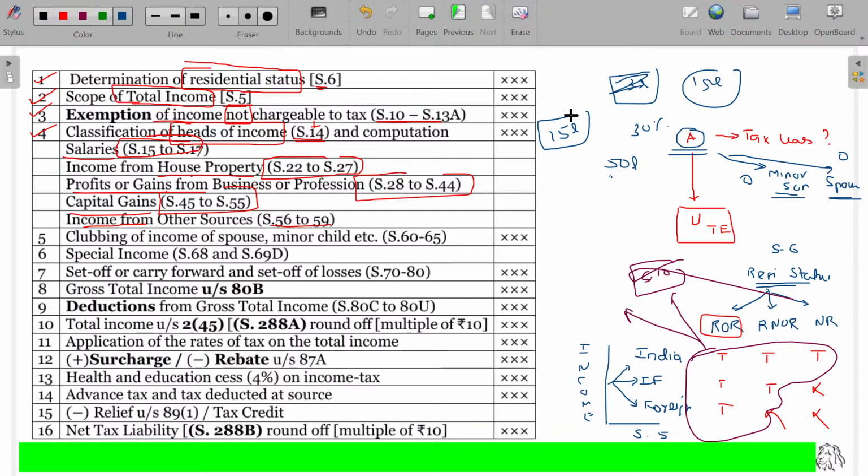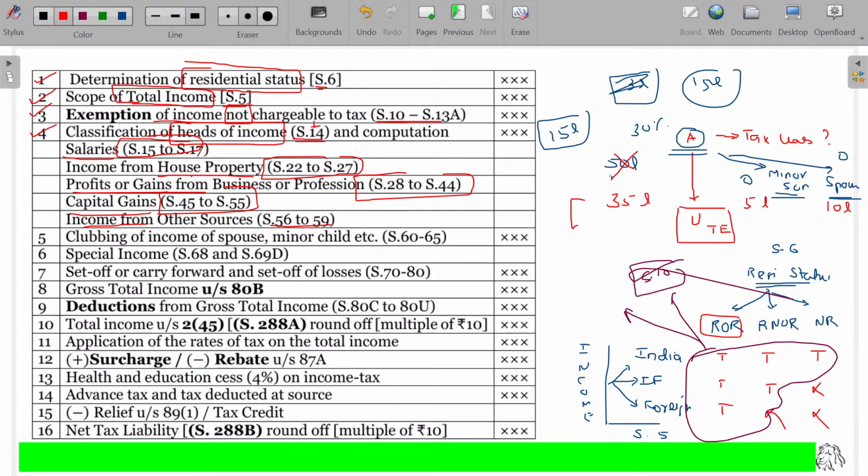Okay, suddenly A makes a plan. Out of his 50 lakhs, he says 5 lakhs is in his minor son's name. This income is for my minor son. Another 10 lakhs is in his spouse's name. And he says my income is only 35 lakhs, sir.